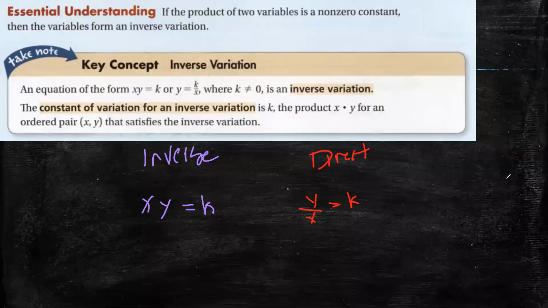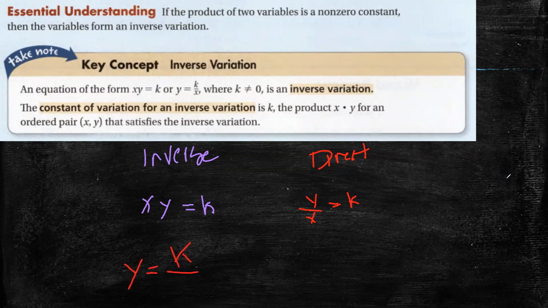Yes. So let's compare now between the inverse and direct. In inverse, if you multiply x times y, you get k. And in direct, if you divide y over x, you get k. Now, how is the equation of the inverse? It will be y equals k over x. This will be the equation for the inverse variation. And for the direct, y will be k times x.